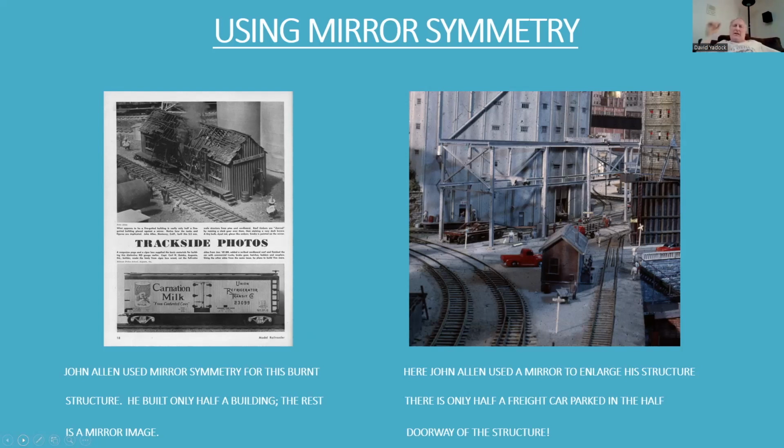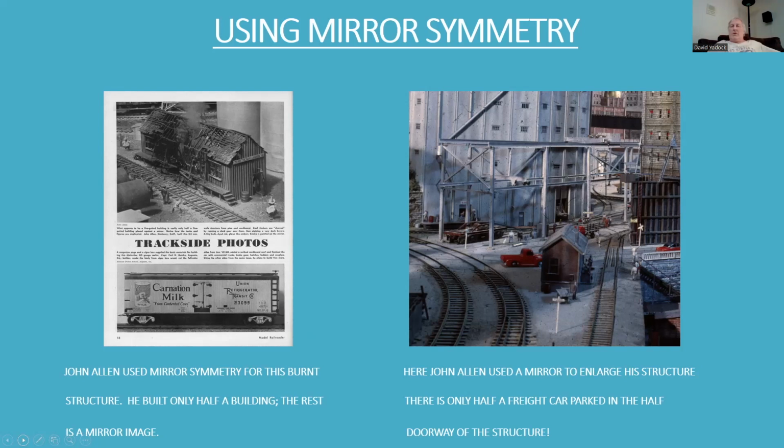Then let's look at another one that he did. What he did was use mirror symmetry. If you notice, towards the center right, there's a door in that structure. Well, there's only half a door, half a car, and technically only half a building. The mirror cuts right across that. That explains mirror symmetry: what you want reflected is what's going to be reflected in that mirror.